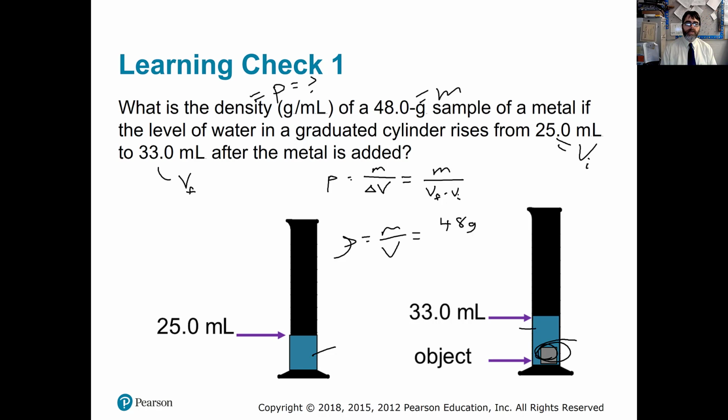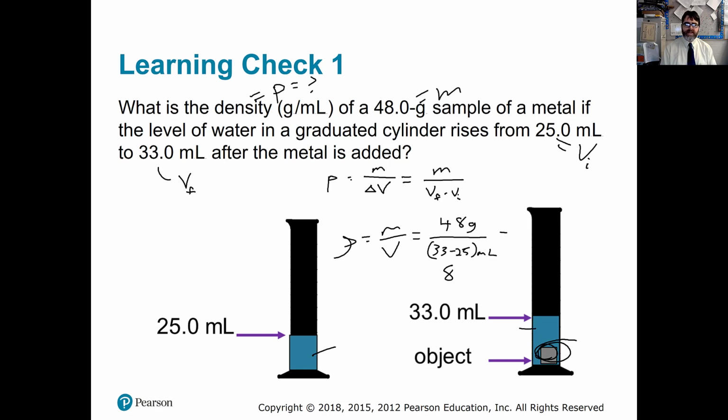It's 48 grams divided by 33 minus 25 milliliters. I will say that I like to do my units like this. Just saves me that little bit of extra writing from having to write milliliters twice. And it also kind of forces me to put the parentheses there to remember order of operations, to remember to do that on its own. And so that one there comes out to be 8.